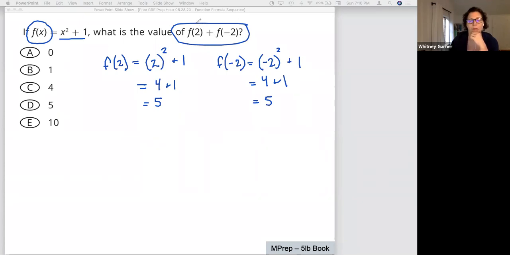I add them. When something is inside of a function, you can think of it as kind of your PEMDAS, the order of operations. You have to sort out the function first. And so you wouldn't just add the 2 and the -2 first. You actually would calculate the function. So the sum of these is 5 plus 5 is 10.